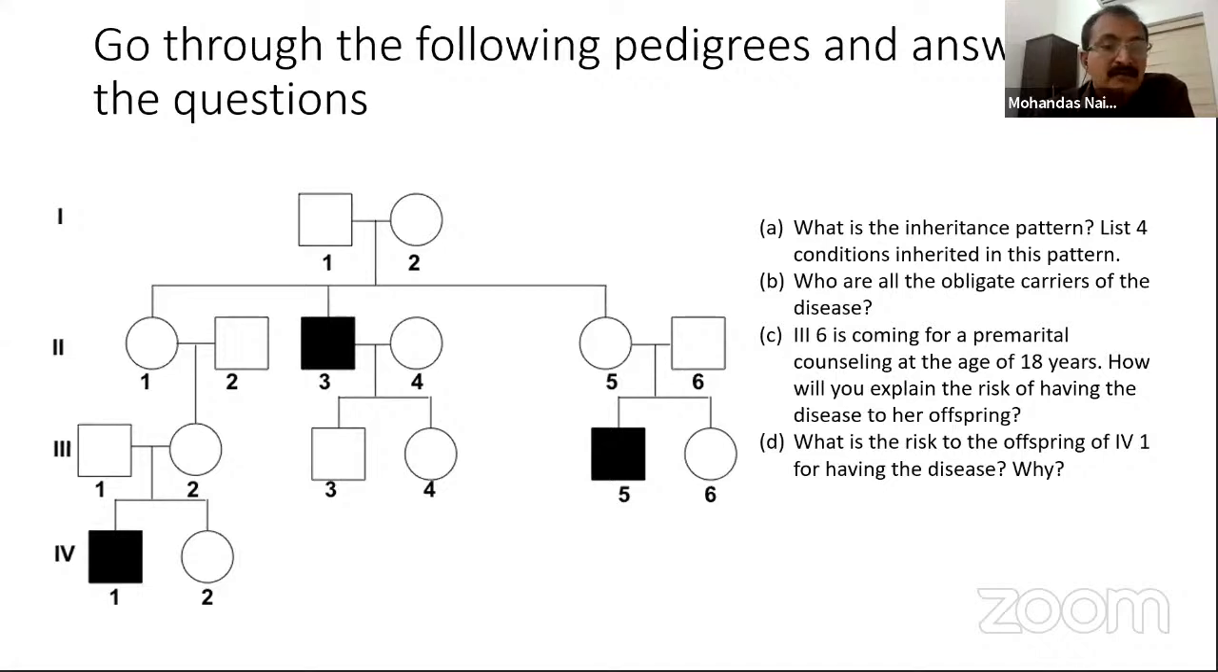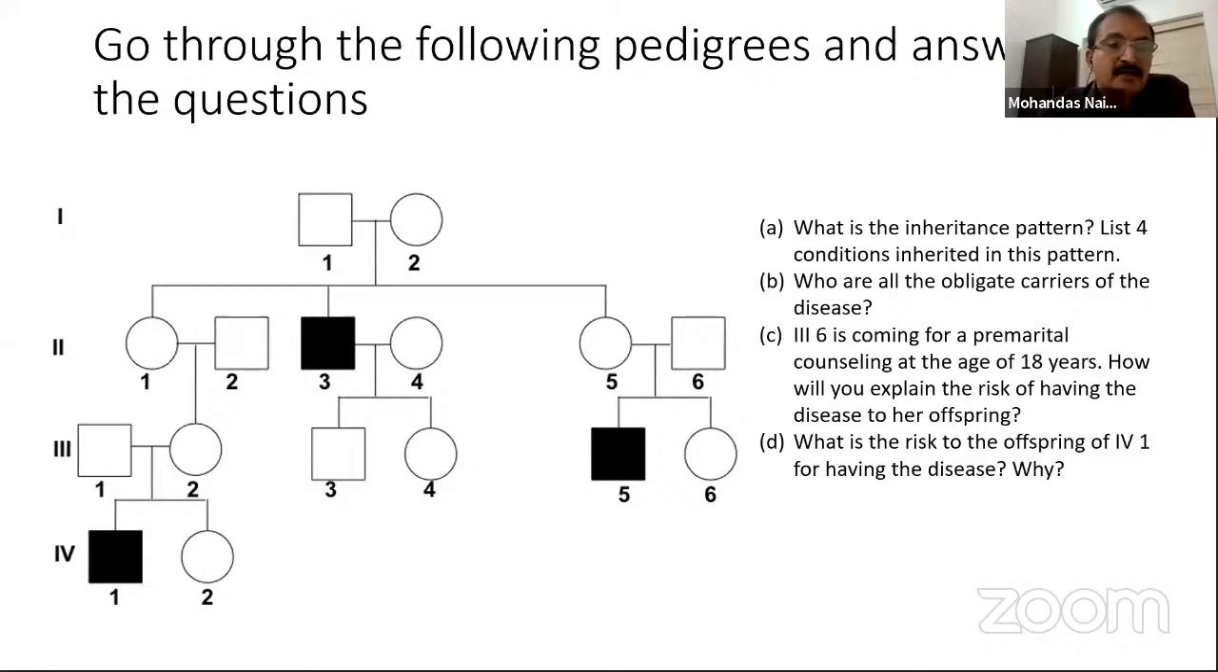Then in the generation 3, the 6th individual is coming for a premarital counseling at the age of 18 years. How will you explain the risk of having the disease to her offspring? And in the generation 4, the first person, what is the risk of the offspring of this person for having the disease, and why? Here, all generations are affected.